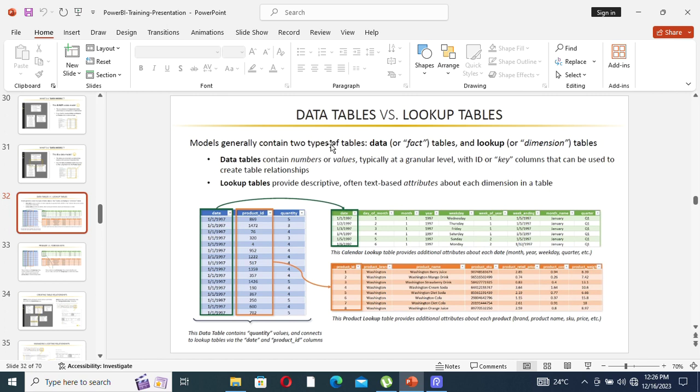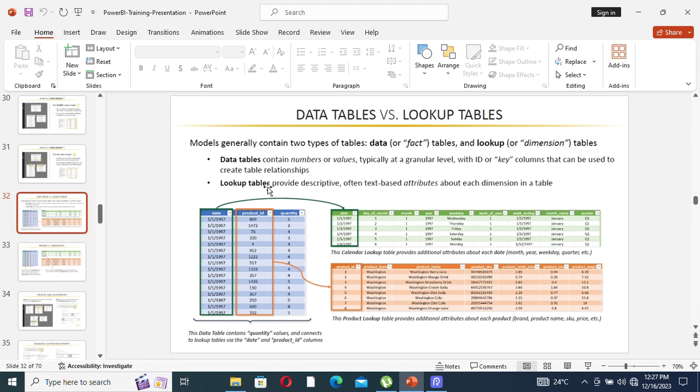First of all, you need to understand what a data table is and what a lookup table is. Here you go. First of all, what is the data table? A data table is like the fact table. In the fact table you have all the related information, and the second table is the dimension table. In the dimension table you have the primary data, which is connected with the fact table.